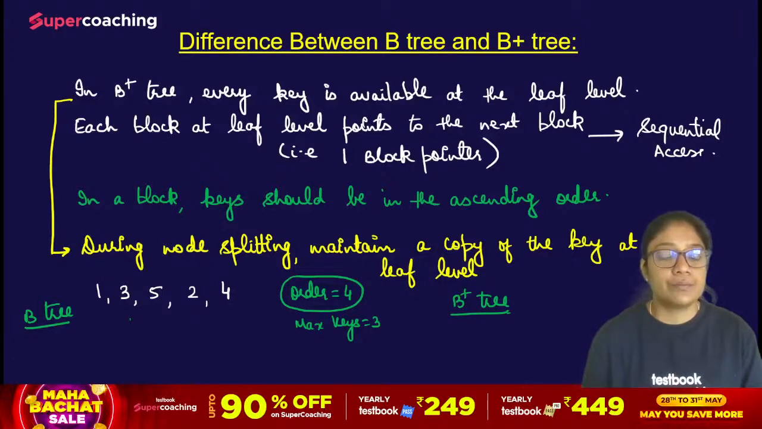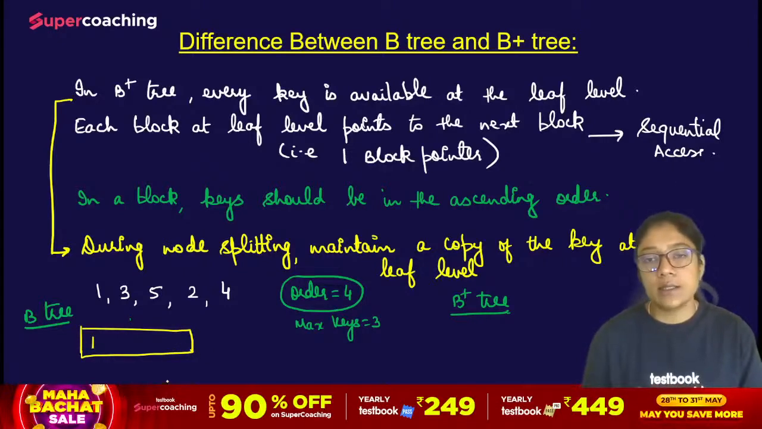Now here, first of all, we'll take a node. जब भी elements insert होंगे, it will always be in the ascending order. 1 is inserted, that's fine. Maximum keys 3 आ सकती है, कोई issue नहीं है. Then next one is 3, that's also fine. Next one is 5, that's also fine. Now 2 wants to join here, but this is a case of overflow. If it's a case of overflow, then we'll go for the concept of node splitting.